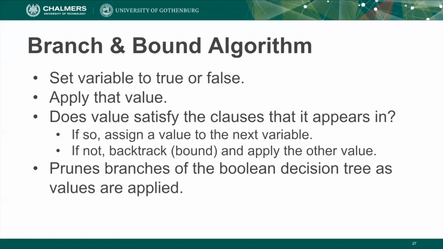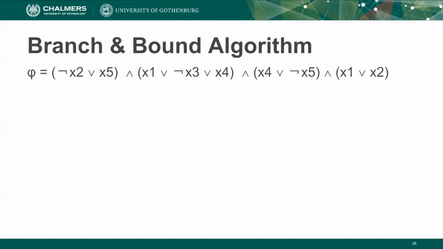Now, although we have reduced the number of checks we performed, it does not mean that the problem has become any easier. It's still hard to solve, and it's still an NP-complete problem, but by trying assignments carefully, we get to a solution more quickly, generally without trying everything. So, first of all, we have a sample expression here: not x2 or x5, and x1 or not x3 or x4, and x4 or not x5, and x1 or x2.